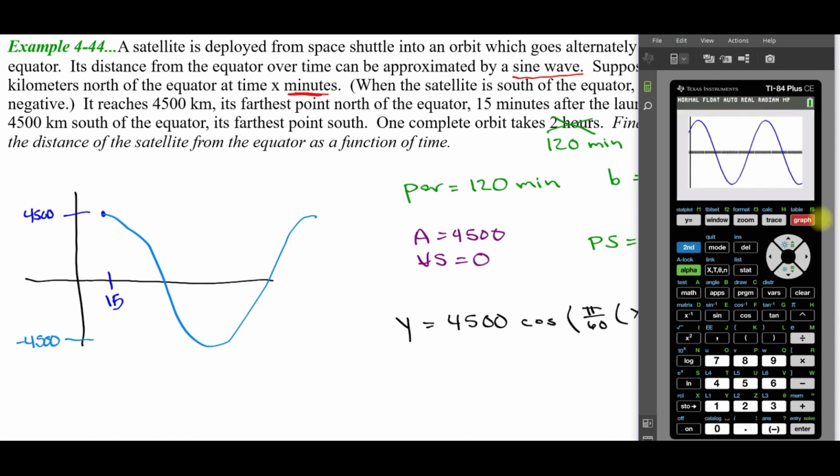So then that's my graph. And then really the only point that I can check right now is 15. So at 15, I should be at my maximum. So I'm just going to try that. So at x equals 15, I'm at my maximum point of 4,500. So I can feel fairly confident about my answer here.